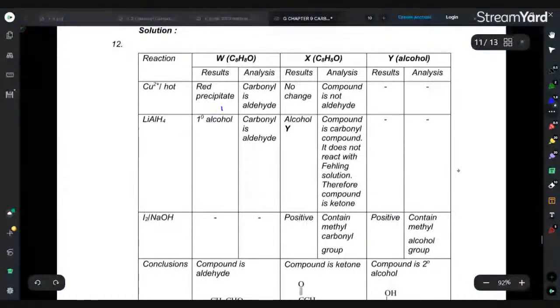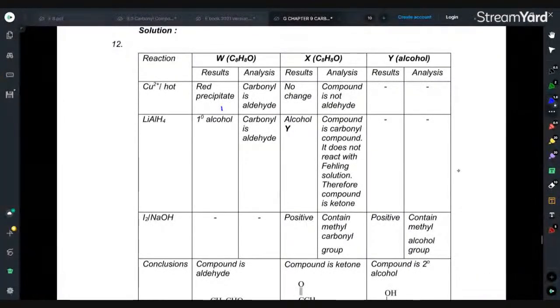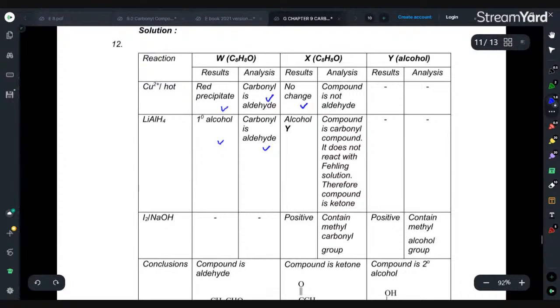Look here. When you write red precipitate, it means this is an aldehyde. When reduced it forms a primary alcohol. This carbonyl is an aldehyde. For X, there is no change with the Fehling reaction, meaning this is not an aldehyde. It might be called a ketone, and then it forms alcohol Y.